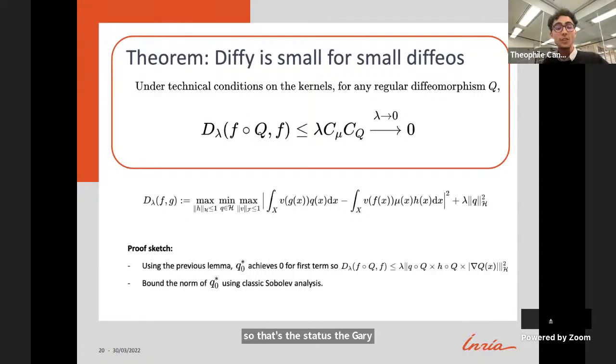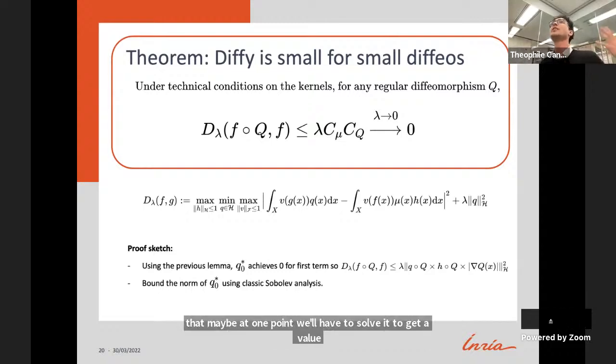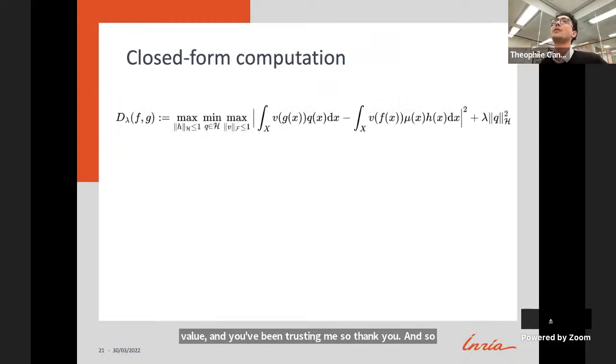And here you can see that we have an optimization problem, but we haven't really talked about how we're going to solve it, right? There's a max, min, max, and I've been glossing over the fact that at one point we'll have to solve it to get a value, and you've been trusting me, so thank you. Let's see how we can compute it in practice.